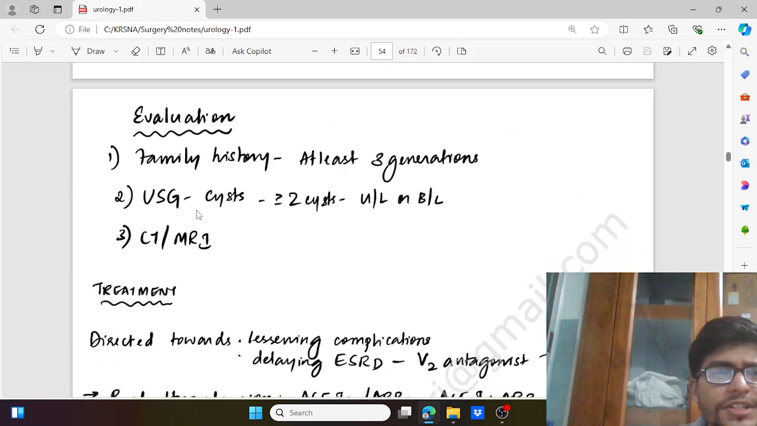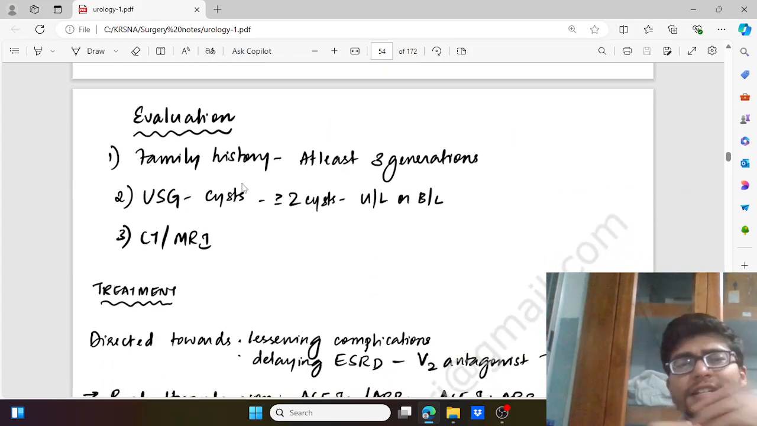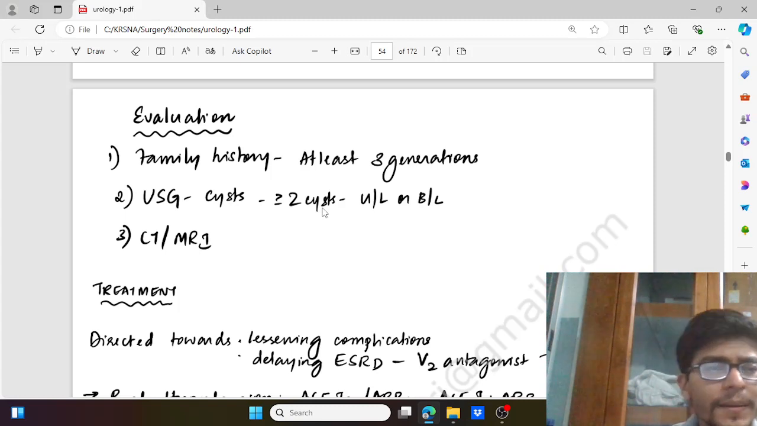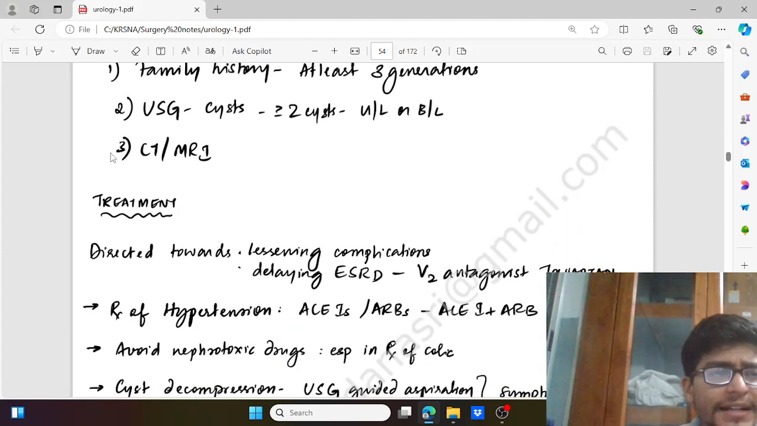Now we see the evaluation. So the family history initially is very important, apart from the clinical history, and at least 3 generations should be taken. USG may show cysts, that is more than or equal to 2 cysts, could be unilateral or bilateral. CT and MRI for better cross-sectional imaging, and DTPA for the renal functioning can be done.